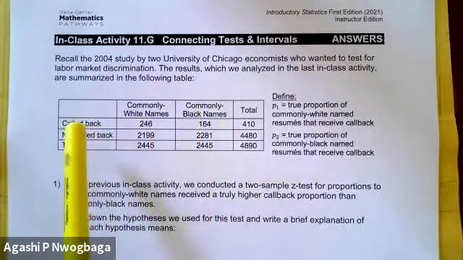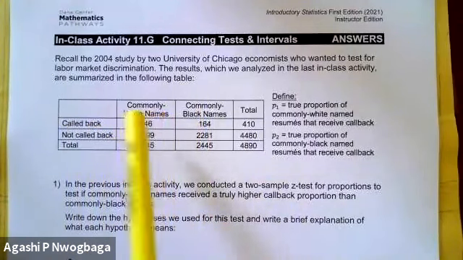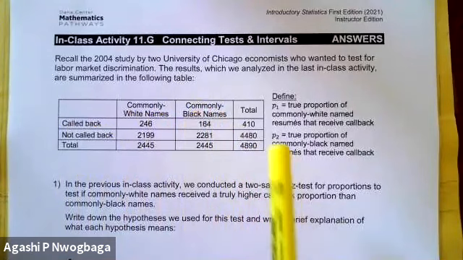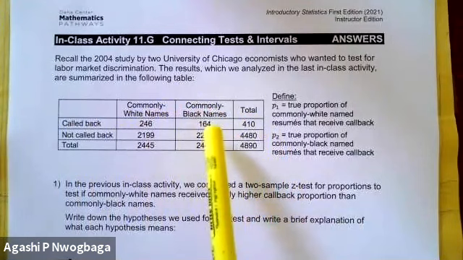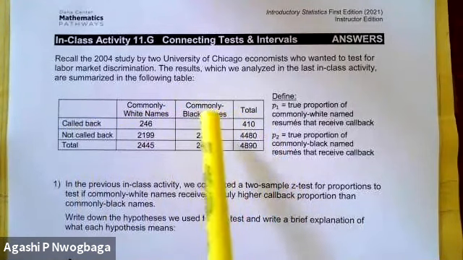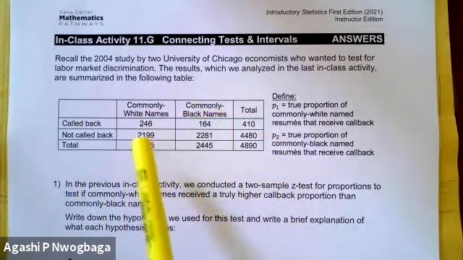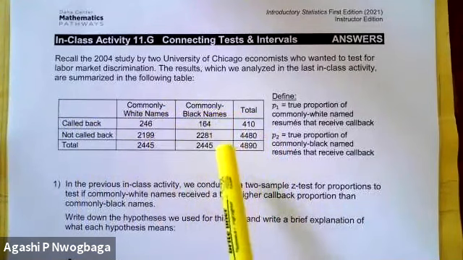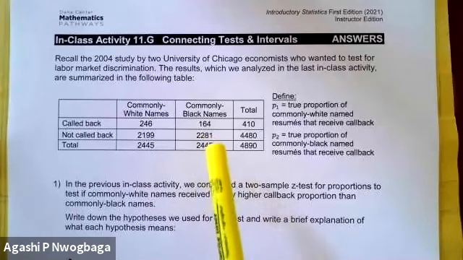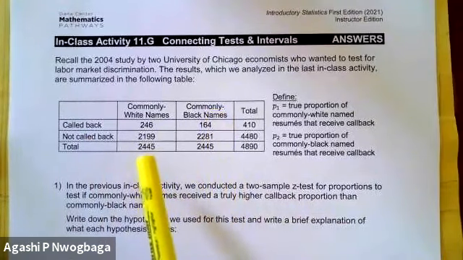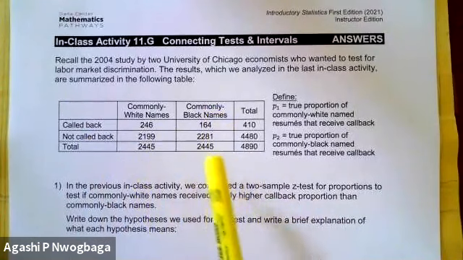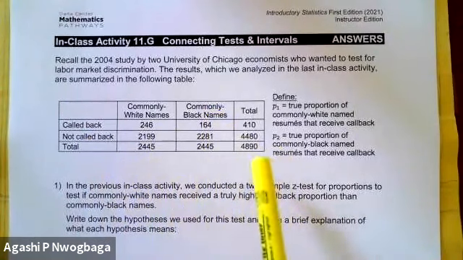The table shows callback, not callback, commonly white names, commonly black names, and the total. We have 246 called back for the white names, 164 called back for the black names, 2,199 not called back for the white names, 2,281 not called back for the black names. The total is 2,445 in both cases, a grand total of 4,890 participants.